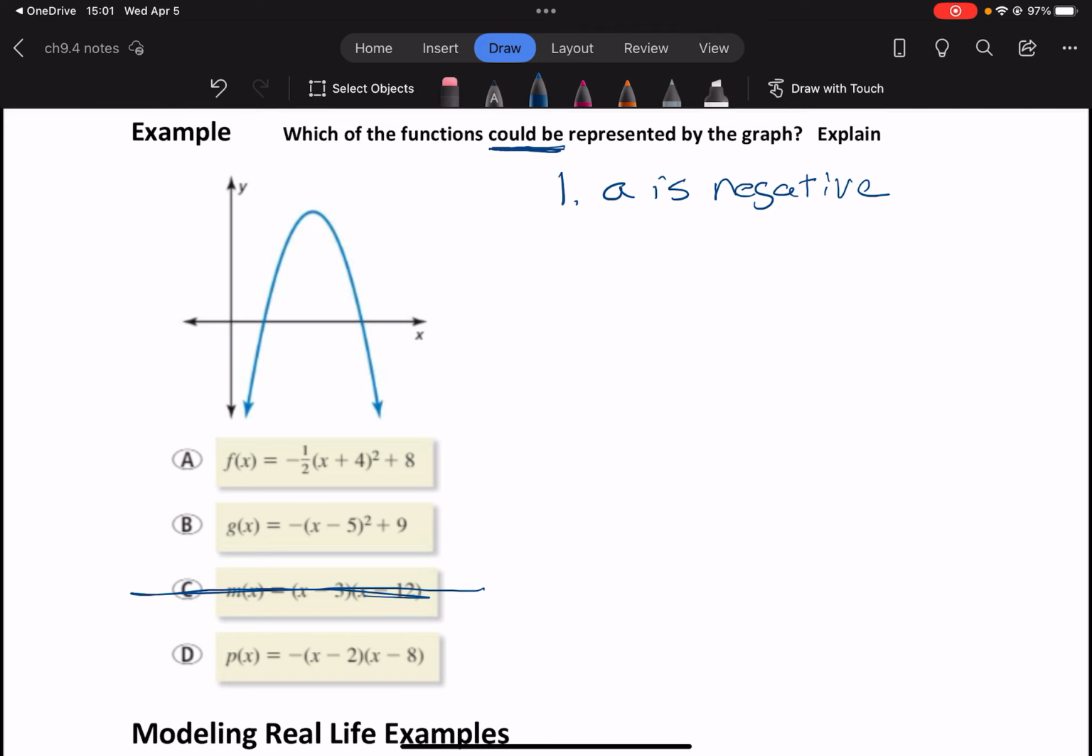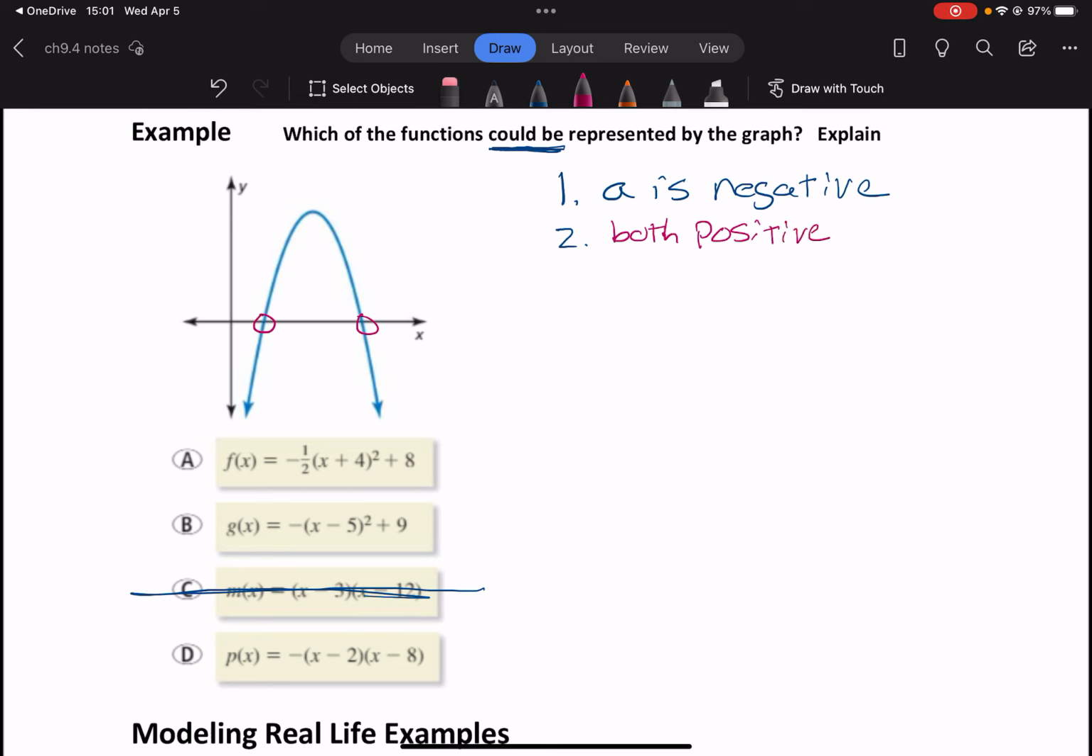So let's look at the vertex. I got 2 in vertex, so A and B are still in vertex form. D is in intercept form. But let's look at the intercept form anyway. Two, my x-intercepts. Notice that my x-intercepts are here and here. They are both positive.